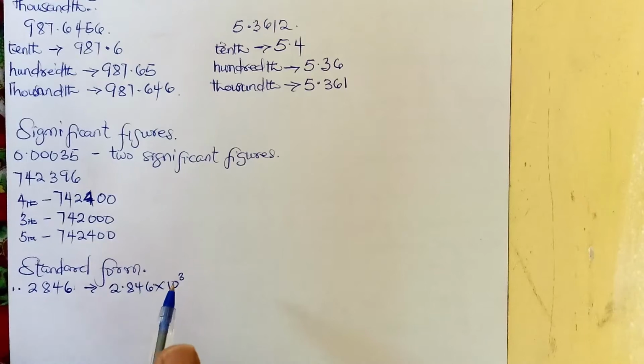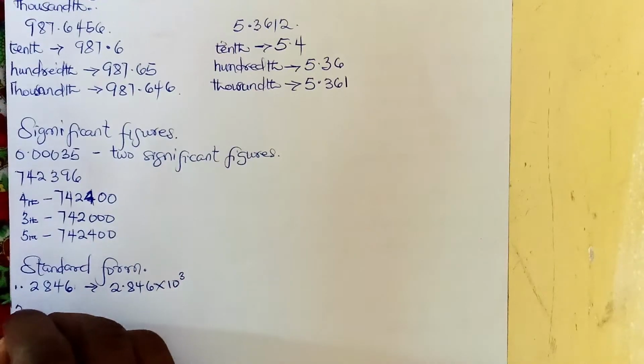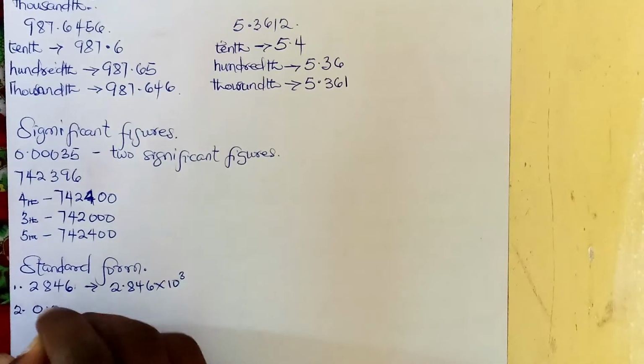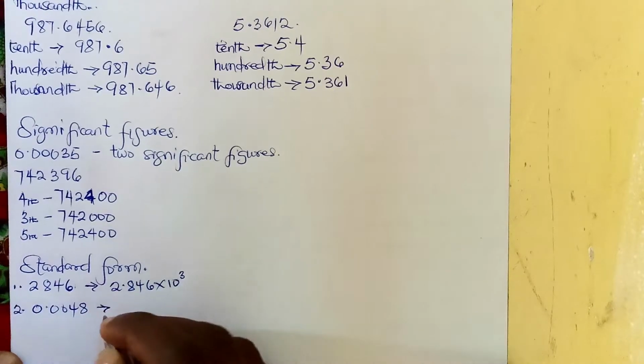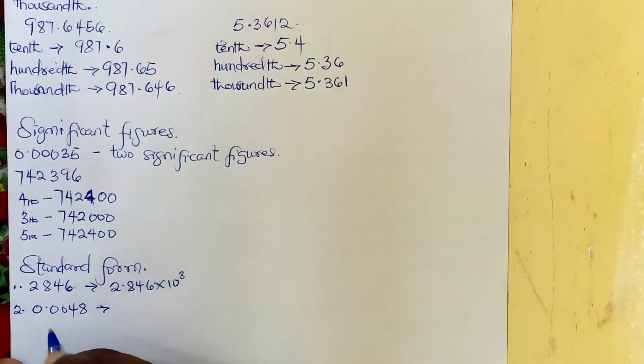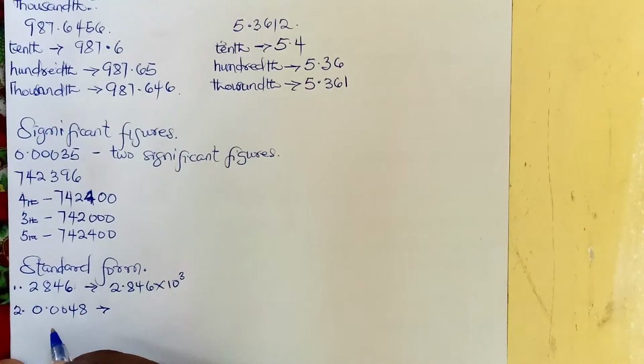So now let's have another example as example 2. 0.0048. Changing it into the standard form. For this, we move it to the first non-zero.